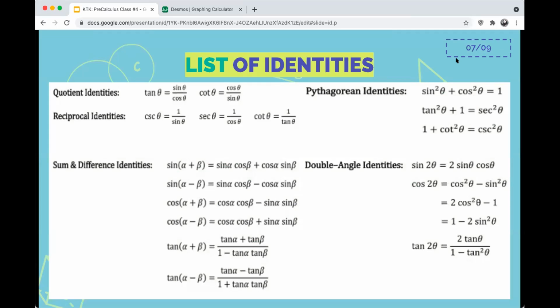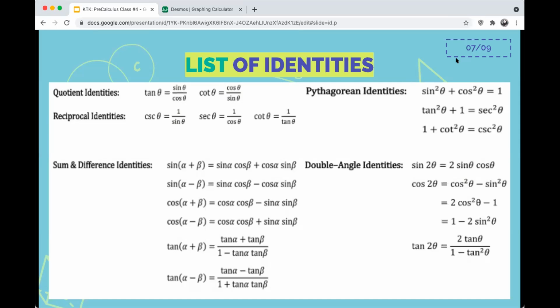Right now, a lot of importance is on the reciprocal identities. We know cosecant theta is 1 by sine theta, secant theta is 1 by cos theta, and cot theta is 1 by tan theta. And you have quotient identities. Tan theta is sine theta by cos theta, cot theta is cos theta by sine theta. Those two are very important. I find that I use them a lot.